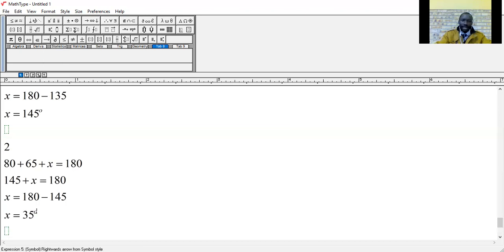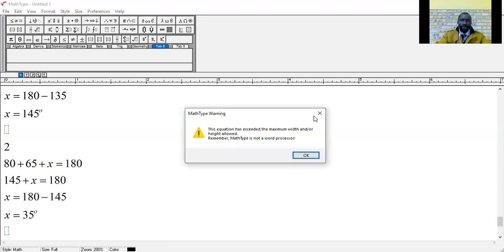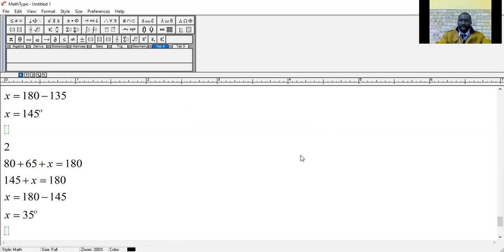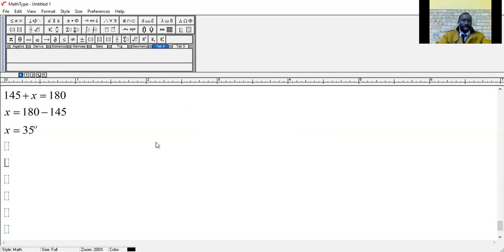Yeah, 35 degrees. So now in the next step, we have question 3, activity 1 part 3. In activity 1 part 3, we have a triangle. Again, we have one angle as 100, the other angle is x, and the other one is x.